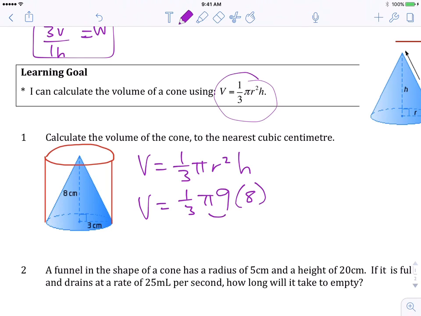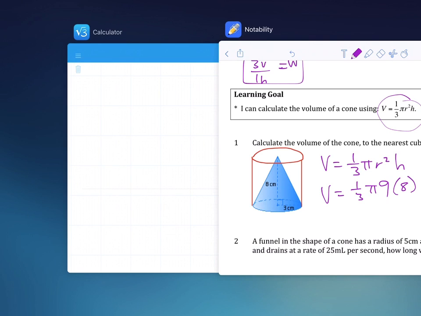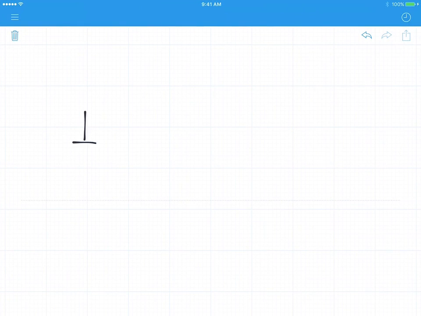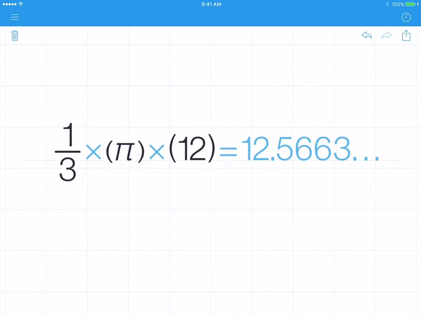I don't need to put brackets around the 9 here, you'll notice, because pi and then 9 is very clearly differentiated. But the 9 and the 8, obviously I need to do that. And then I'm just going to use my calculator and let it do the work for me. 1/3 pi times 9 times 8. So I have 1/3 times pi times 72, because I know 9 times 8 is 72.